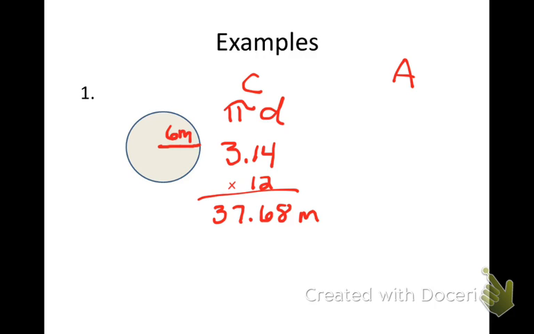It's going to be important to read the directions, because sometimes I have you round and sometimes I don't. So if I did ask you to round this to the nearest tenth, the 8 would say make it bigger, and it would be 37.7 meters.